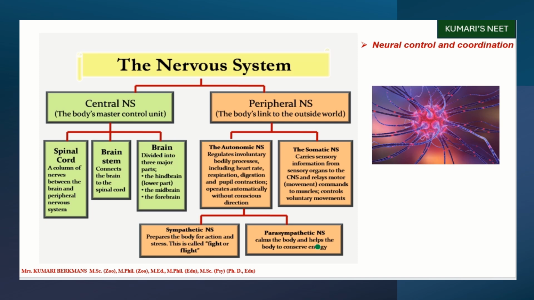And what is parasympathetic? It calms the body and helps the body to conserve energy. See, if you are fighting with your friends, automatically your energy rises, your respiratory level rises, heartbeat rises, so it is not good for the body, so it has to be calmed down. All those should be immediately calmed down. That is taken care of by the parasympathetic nervous system, so it calms your body and helps the body to conserve the energy.